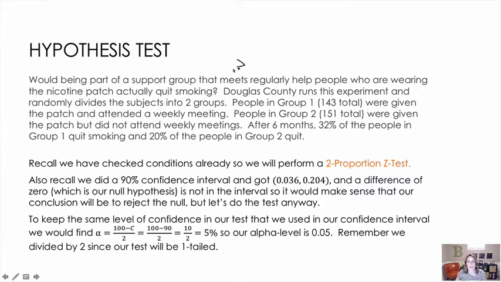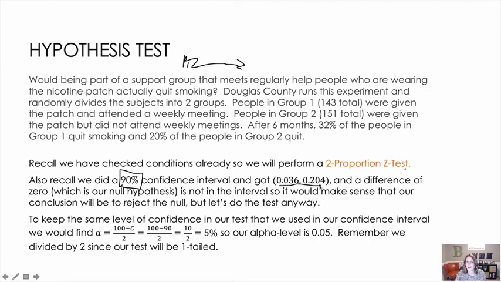So the difference is going to be greater than 0, because P1, the people who go to the group, should hopefully quit at a higher rate. Okay, so recall we checked our conditions, so we're going to perform a 2-proportion z-test. It's still the normal model. Also recall that we did a 90% confidence interval previously, and this was our result.